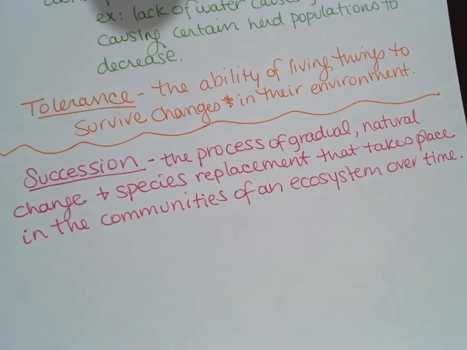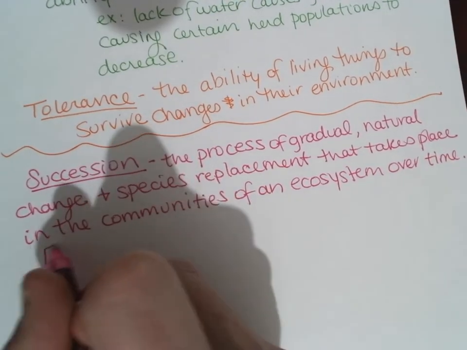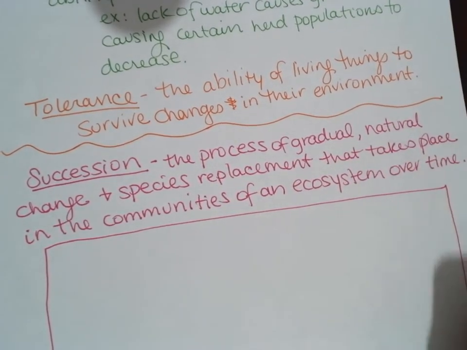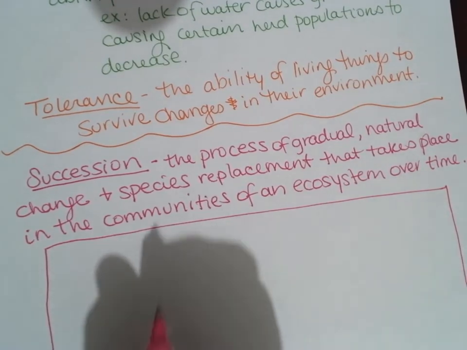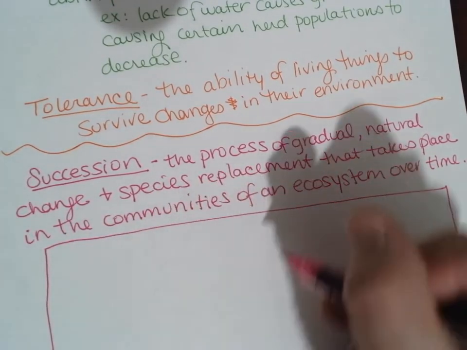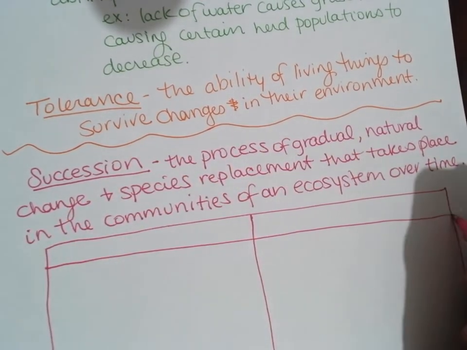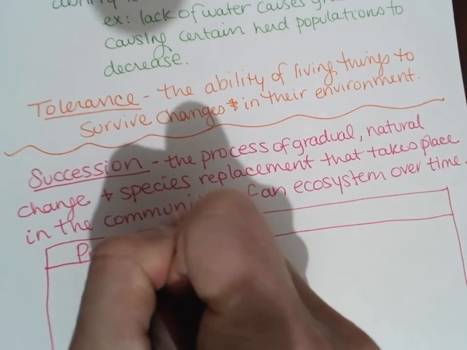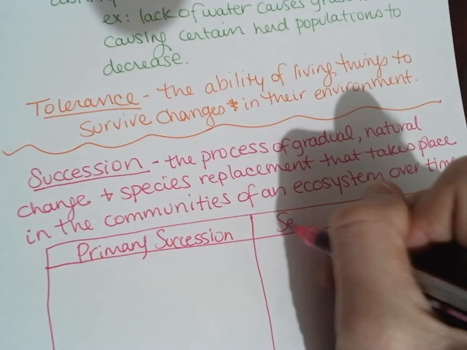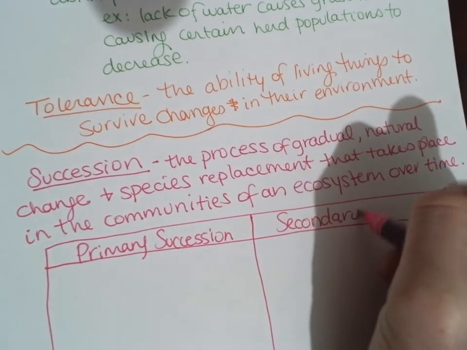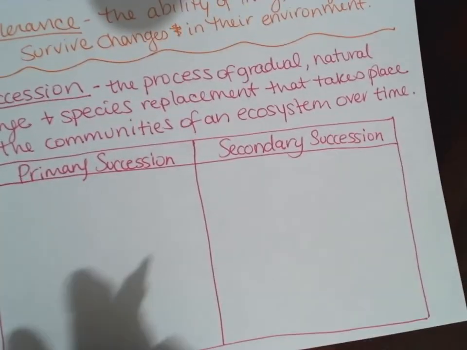Now we're going to talk about two types of succession. So you're going to draw a chart. My chart's going to end up taking up the rest of my page here, but I'm going to leave room to the side to write a definition in a minute. Okay? So my box is going to be divided in half, and I'm going to have a header. So this is going to say primary succession, and this is going to be secondary succession. Okay?